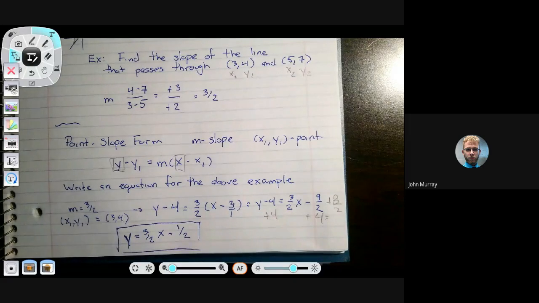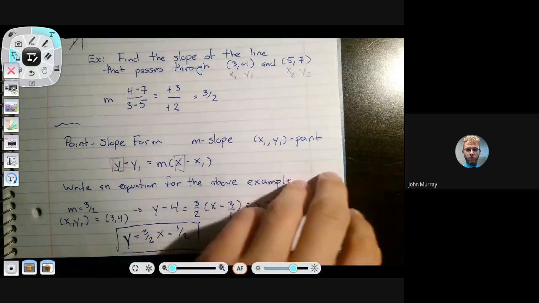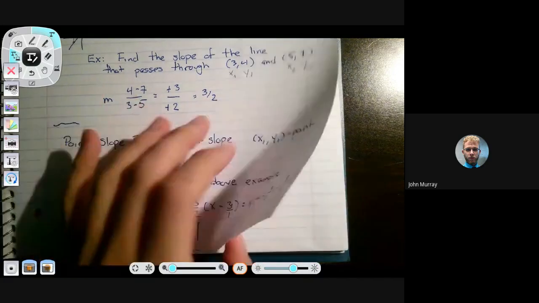Now, if you chose to do (5, 7), you'd end up with the same exact thing. The way the numbers would work out, you'd still end up with that negative 1 half on the right side. Any questions so far? No. Okay. All right, so sometimes they'll give you 2 points, and then you do what we did.